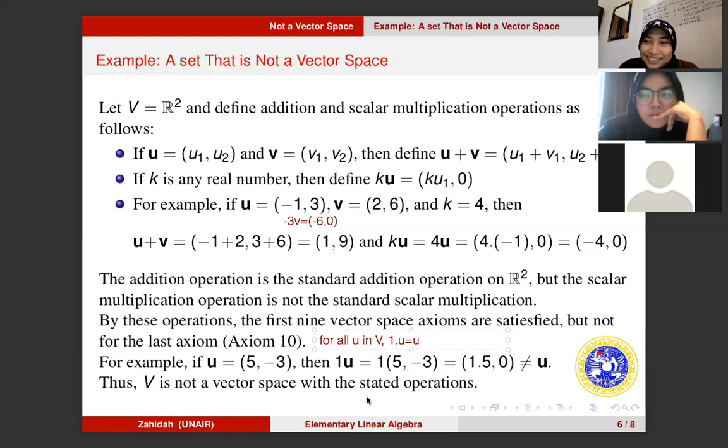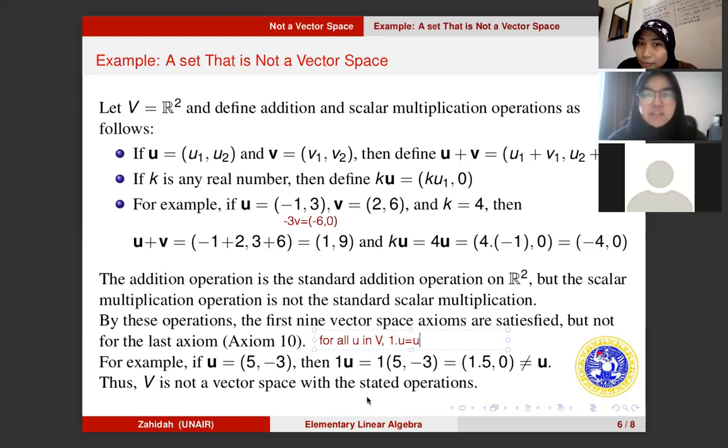So this V is not a vector space. Do you get it? Or confused? What about you, Najia? Are you still there? Yes. Okay. So the difference is only in axiom 10.